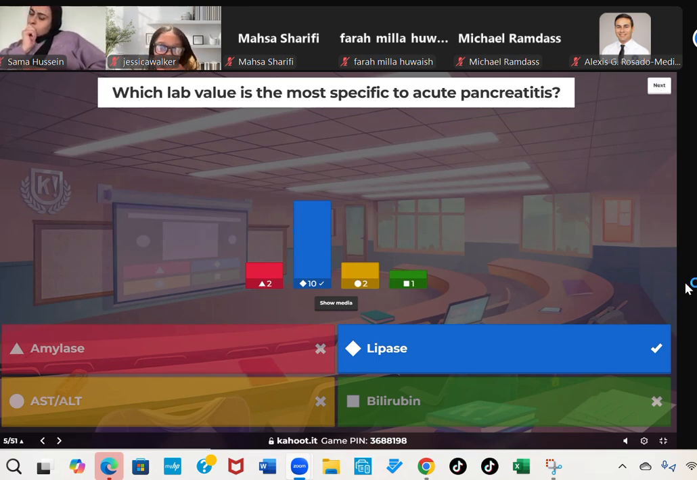So pancreatitis, remember that they have to have abdominal pain. For diagnosis, they have to have abdominal pain, imaging, and a lipase 3 times the upper limit of normal. They have to have 2 of the 3 of those.